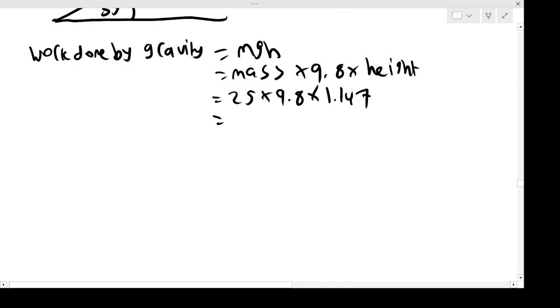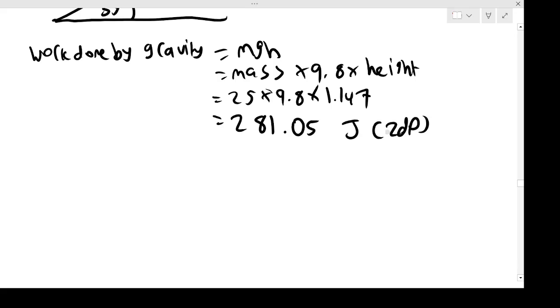Therefore, now I can work out the work done. 25 times 9.8 times the 1.147 is 281.05 joules. And that is my work there.